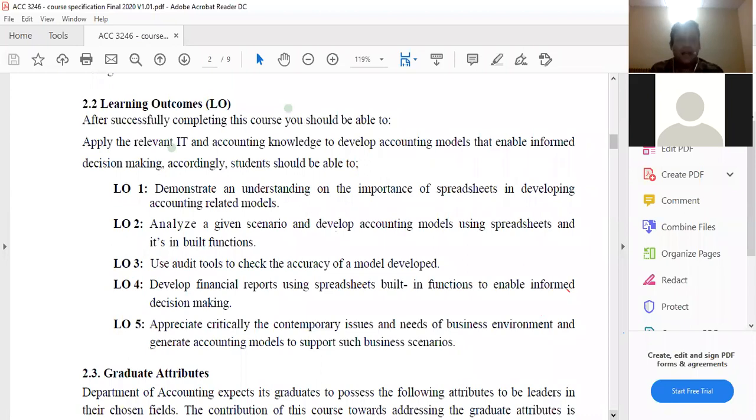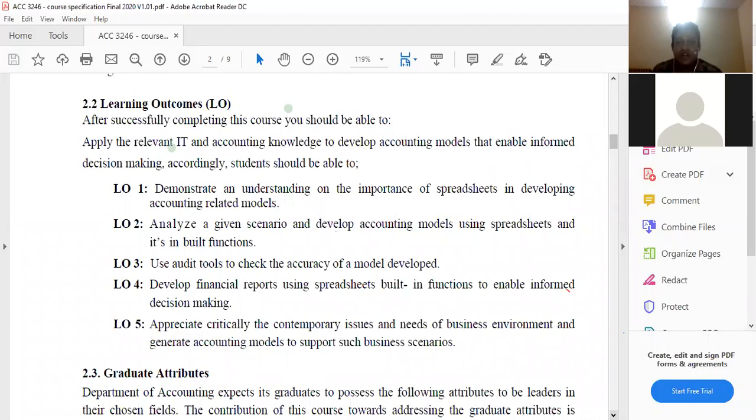Then let me come to the learning outcomes, the specific learning outcomes. In this course, we want to develop 5 learning outcomes. The first learning outcome: upon the completion of this course, we need you to demonstrate an understanding of the importance of spreadsheets in developing accounting related models, right? So far you may have been using these spreadsheet packages, and you may even be quite familiar with Excel, but remember, our focus is different, right?